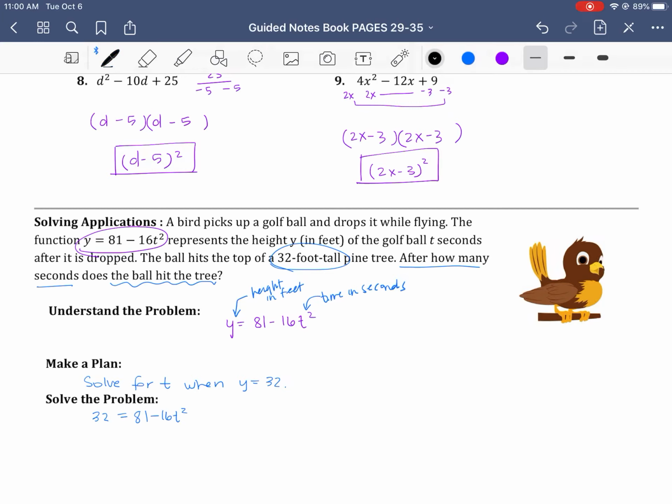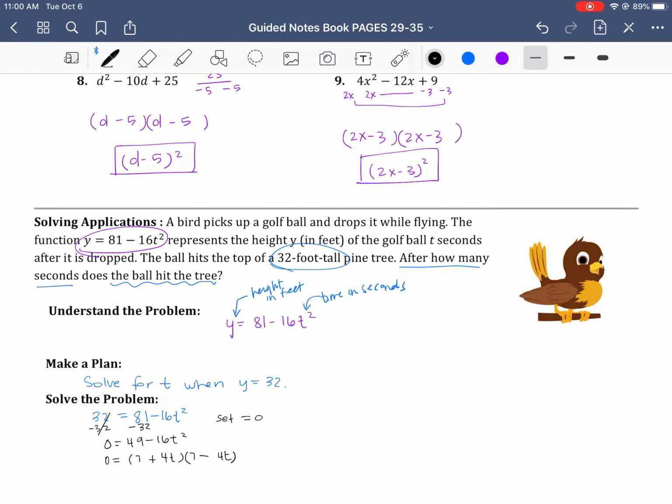This then becomes a solving problem. So remember, we always want to set it equal to 0 first. So we subtract the 32 over, and we could leave 0 on the left side, and we get 49 minus 16t squared. Now, again, looking at this one, it's a difference of squares. So we can identify and use that tool now that we've learned to factor this guy out. So the square root of 49 is 7, square root of 16t squared is 4t, and 4t. And then we know that they need to be opposite signs.